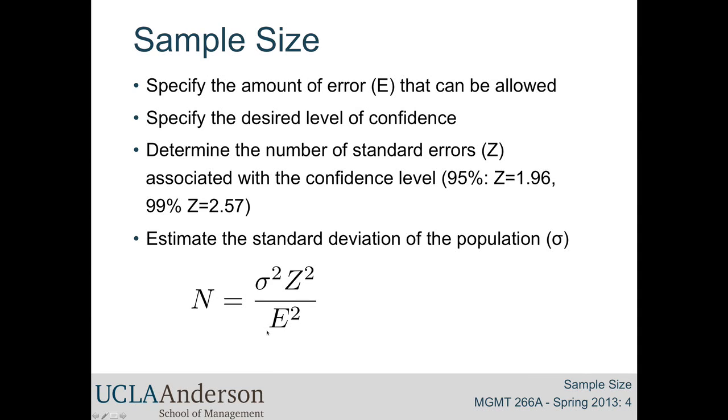E is my margin of error. Z is my multiple, it's either 1.96 or 2.57, so those are easy to determine. The only thing that's a little bit maybe difficult is sigma squared. What is sigma squared? It's the variance of the population. So you have to know something about the variance of the population you're trying to measure, or standard deviation.